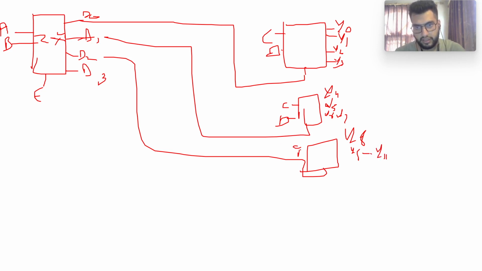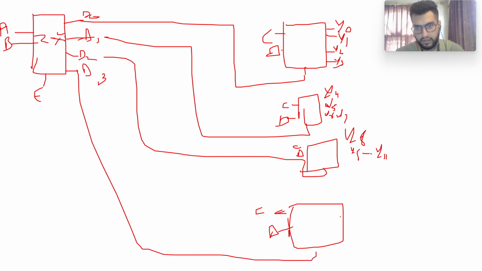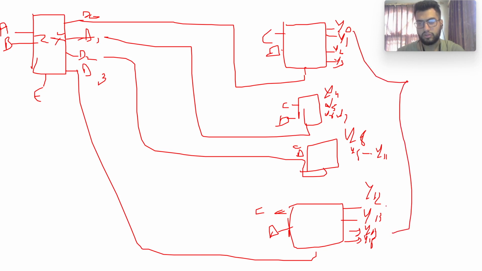This is the C and D input. Then finally we have C, D, and you have Y12, 13, 14, and 15. So these are your outputs from 0 to 15. The inputs are A, B here, and these are all 2 cross 4 decoders. Then they are C, D.